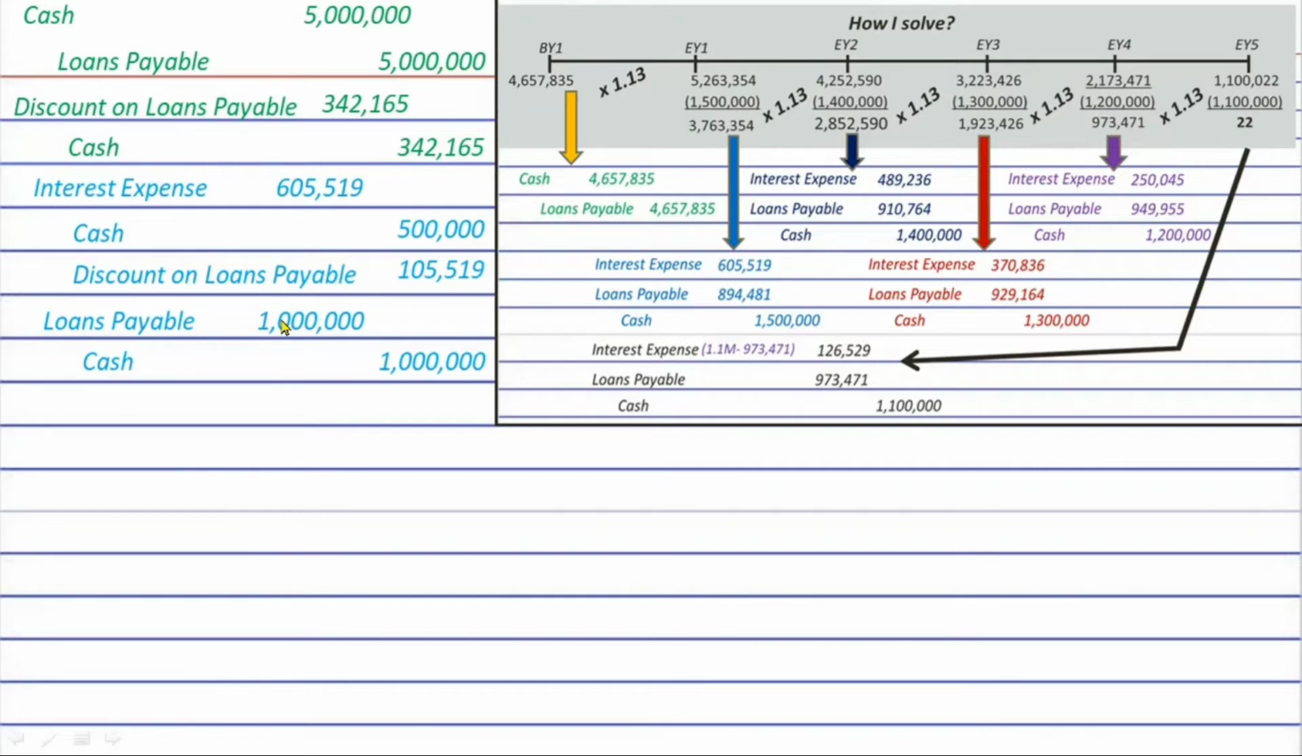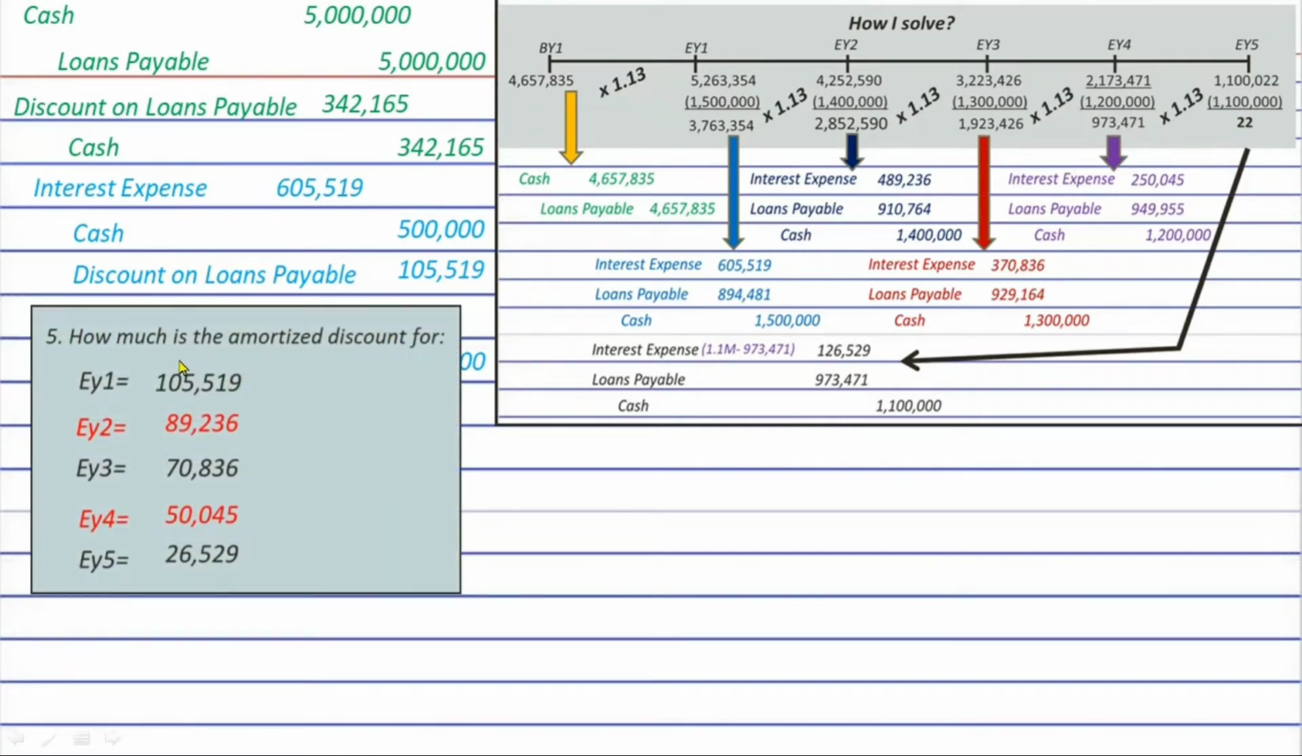But before we go and make the next entries, let's observe everything about these two sets of entries. First, this 105,519 credit to discount on loans payable here is actually the amount of discount amortized. So, let's check. In the past episodes, we had the discount amortized at 105,519. So, it's true.